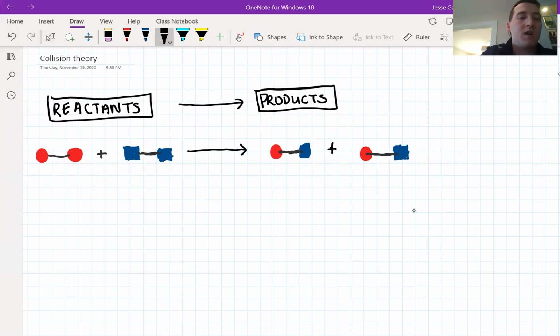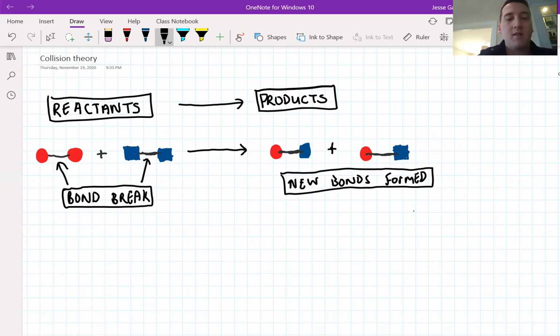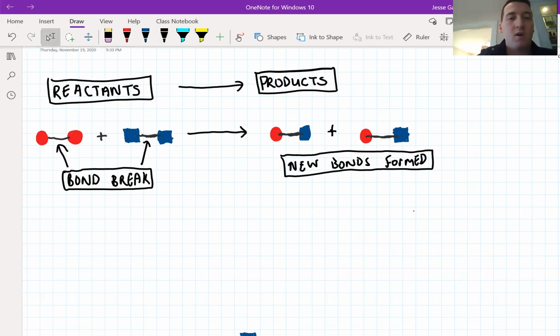Now, for a reaction to occur, these bonds, these are chemical bonds, these lines, are going to have to break. So if we want to separate these atoms so that they can join with each other, we first have to break the bonds in the reactants. And then we need to form new bonds to make the products. New bonds are formed in the products. So that is what happens in a chemical reaction. The bonds in the reactants break and in the products, new bonds get formed.